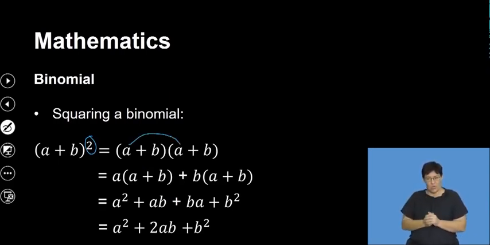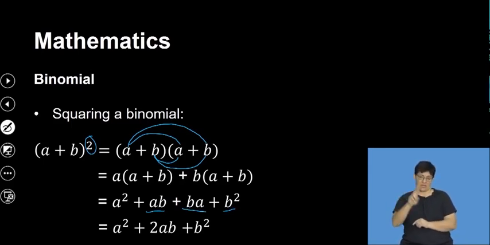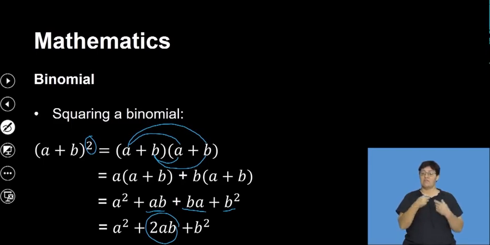The a is multiplied by that a, and the a is multiplied by the b, which gives me a squared and ab. And then the b is multiplied by that a, and the b is multiplied by the b there, which gives me ba and b squared. So if you add your like terms in the middle, it then gives me 2ab.